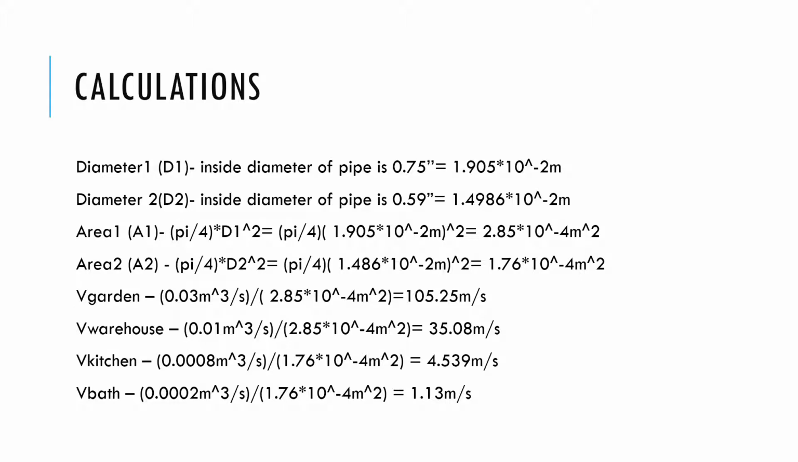Calculations. All right, so here is where I chose my diameters. They're all sold in inches, and I used the information given by the company for the inside diameter of each pipe. I then calculated the areas and used that to calculate the velocities with the flow rates.